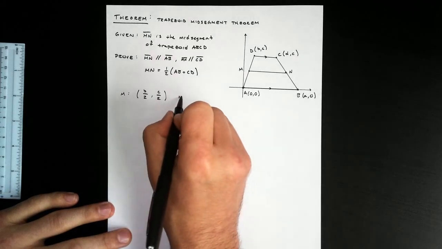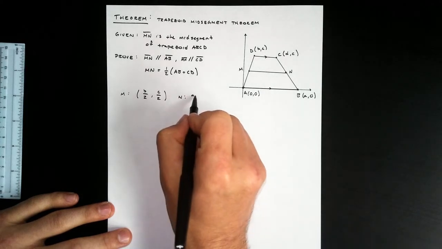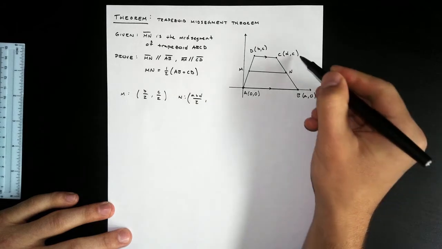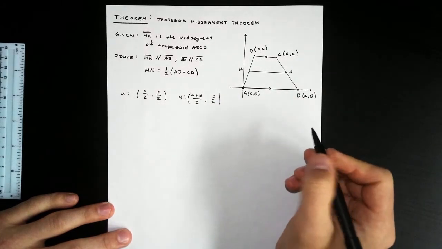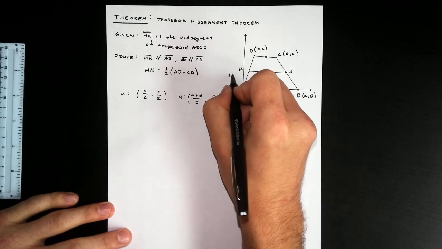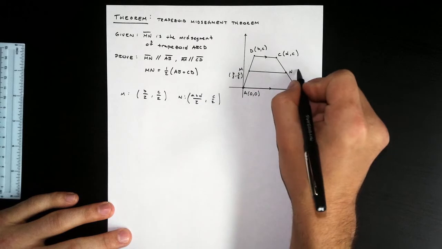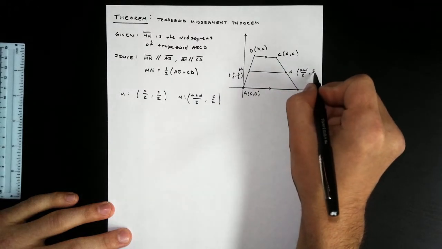And then for N, so add the x's, we have a plus d divided by 2, and then c plus 0 divided by 2. I'm just going to put that underneath here. So c over 2, and then this point, (a plus d) over 2, and c over 2.